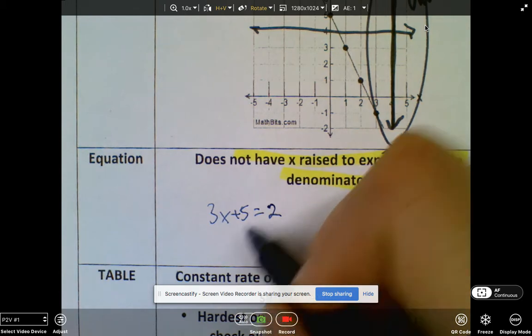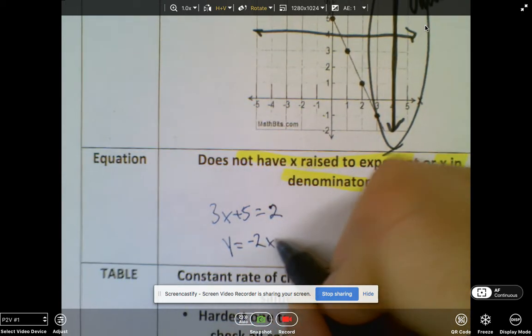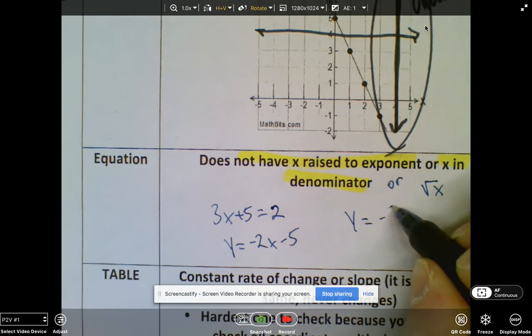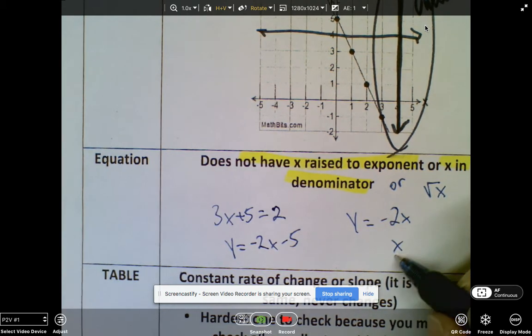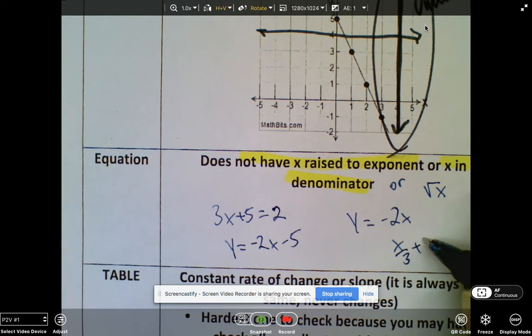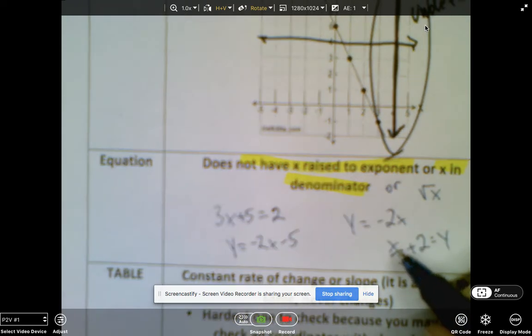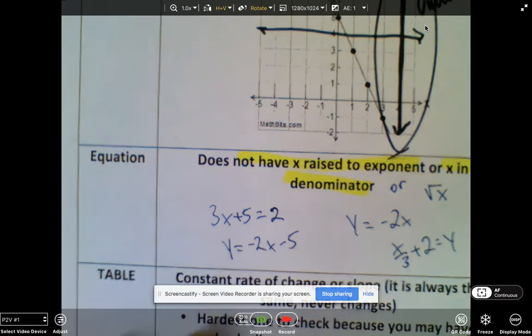You could have y equals negative 2x minus 5. You could have just y equals negative 2x. You could have x divided by 3 plus 2 equals y, because again, the x is in the numerator, not the denominator. Yeah, so those are all linear functions.